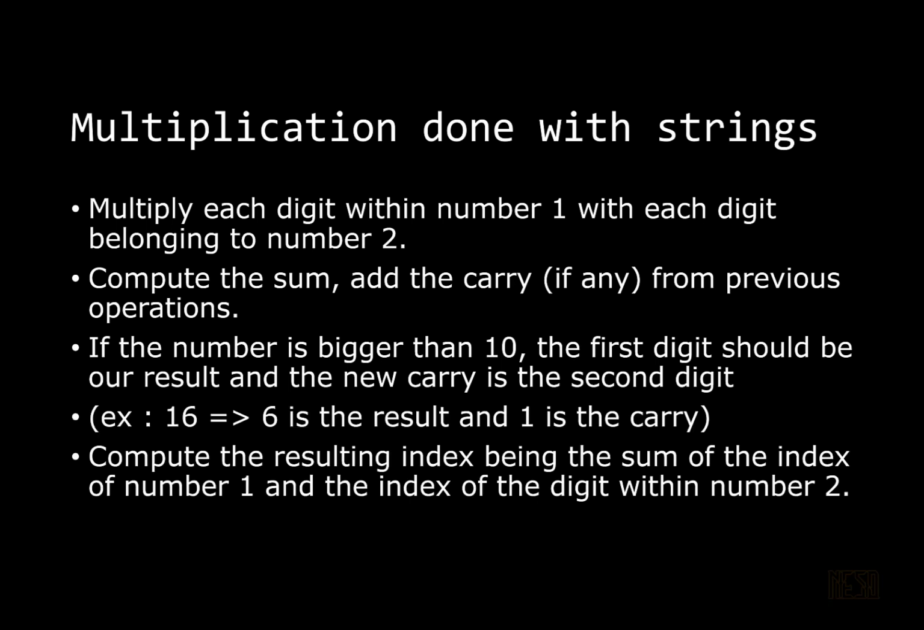Of course. Now, the resulting index is the sum of index 1 and index 2. So let's say it's the third digit within number 1 and the second digit of number 2, then the resulting index will be 5. 2 plus 2 is equal to 5.